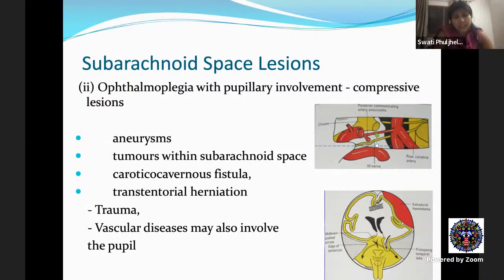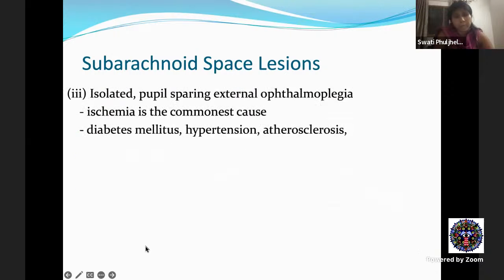Trauma at this stage is also very common, because the third nerve is very susceptible to trauma. Then vascular diseases may also sometimes cause pupil involvement. Then isolated pupillary sparing external ophthalmoplegia is commonly associated with ischemia, and the patient may give a history of risk factors in the form of diabetes, hypertension, or other atherosclerotic disease.